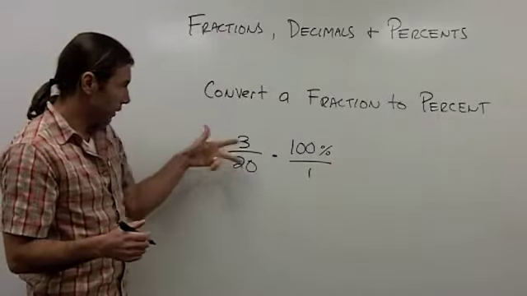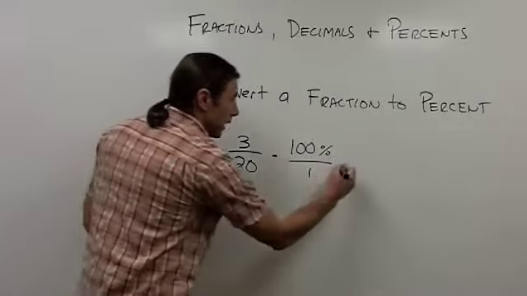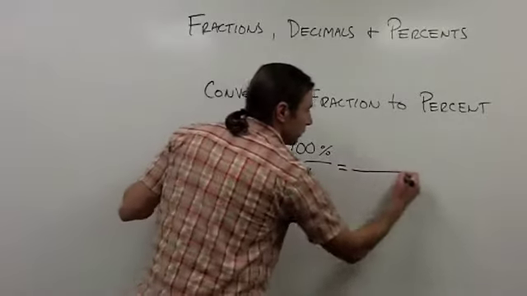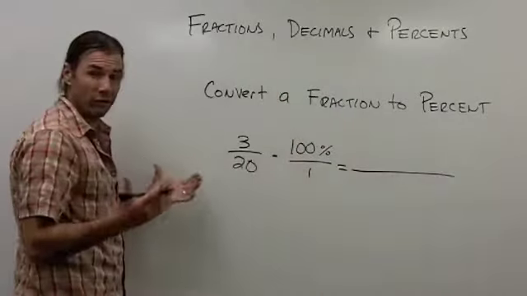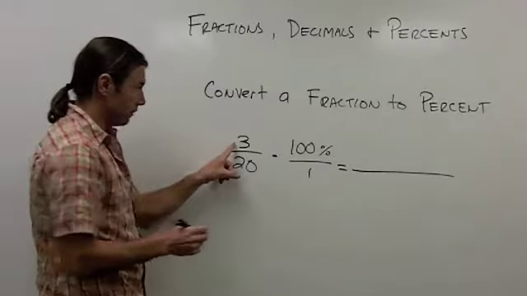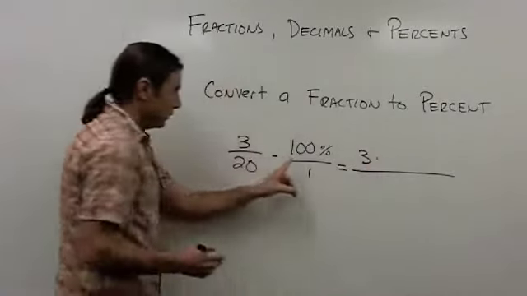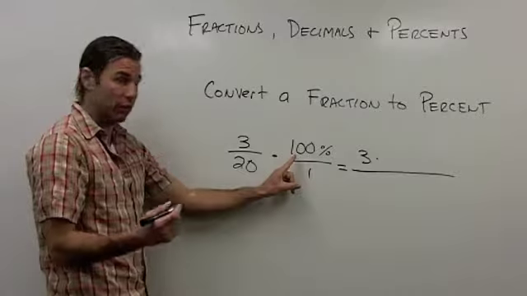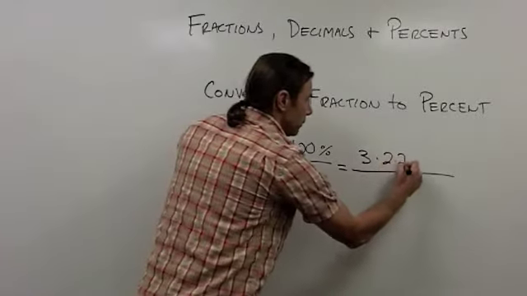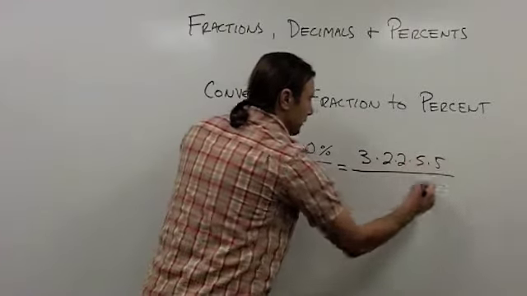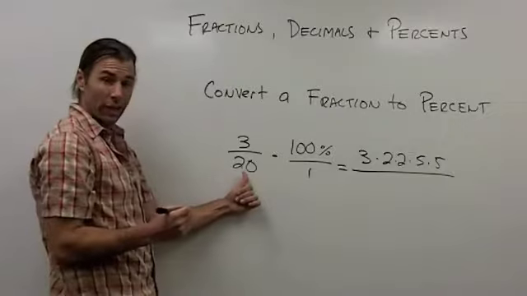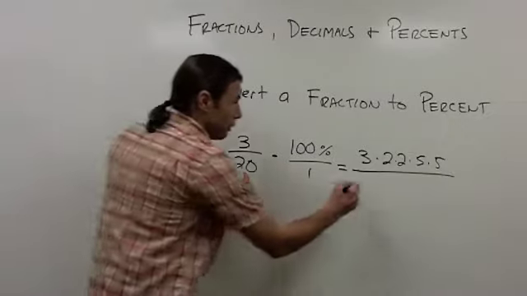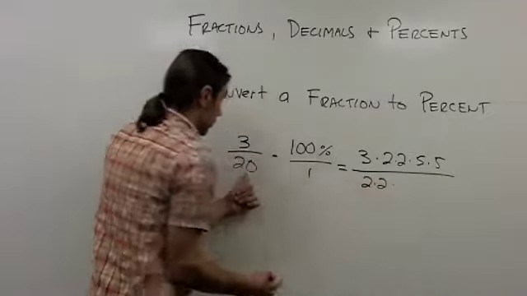So let's take a look. I'm going to multiply these two fractions together, and I'm going to end up with a percent. Well, first thing I'm going to do when I multiply these things together is factor. And so across the top I'm going to have 3. 100, I'm thinking 4 times 25. 4 is 2 times 2. 25 is 5 times 5. In the denominator, 20, I'm thinking 4 times 5. 4 is 2 times 2.